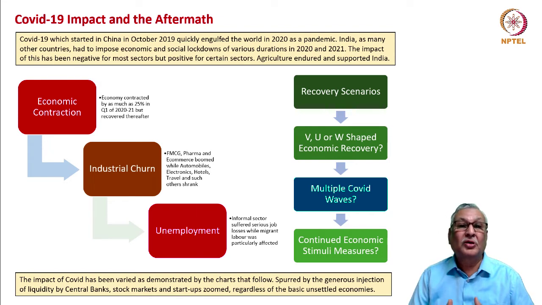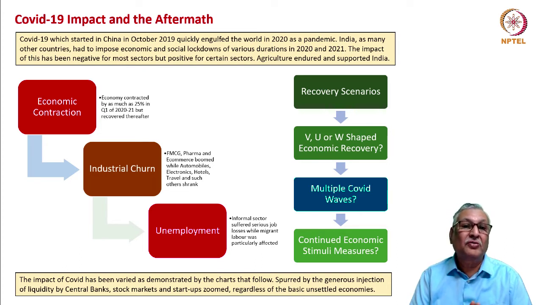as to how countries can cope with such a public emergency. But the resilience of the society, the resolve of the government have quickly stepped in to buttress the situation and help the society to come out of the eventuality. The impact of this has been negative for most sectors, but positive for some sectors. Agriculture endured and supported India.